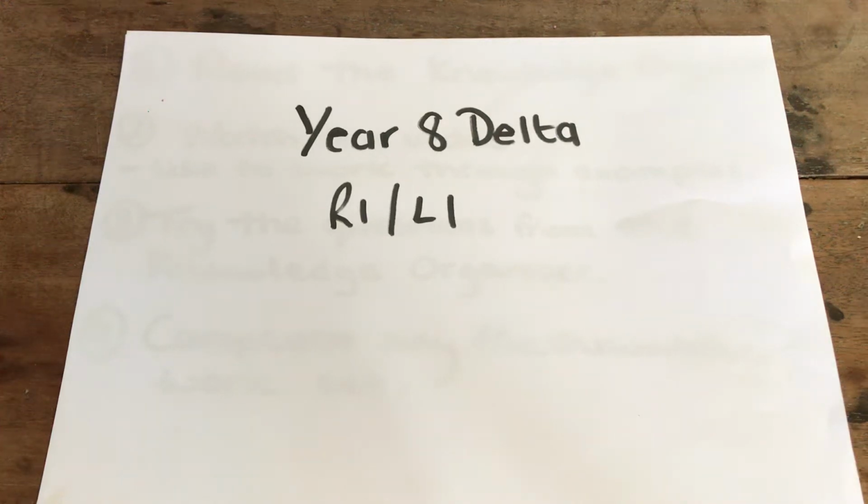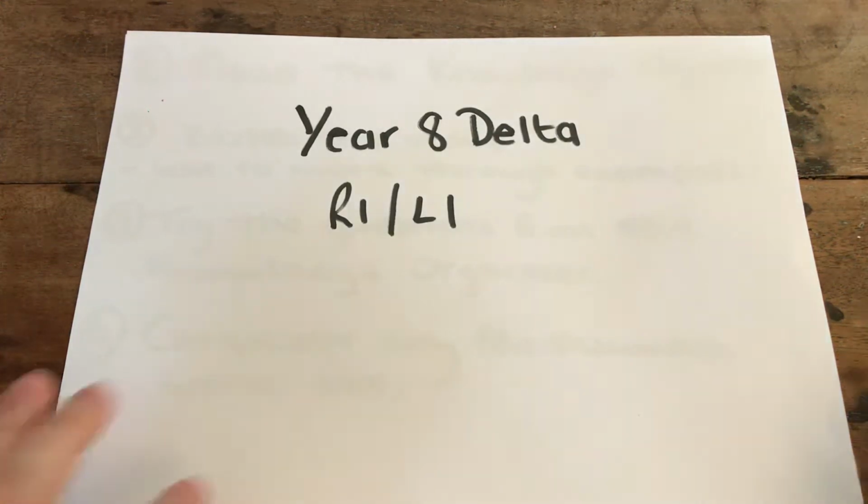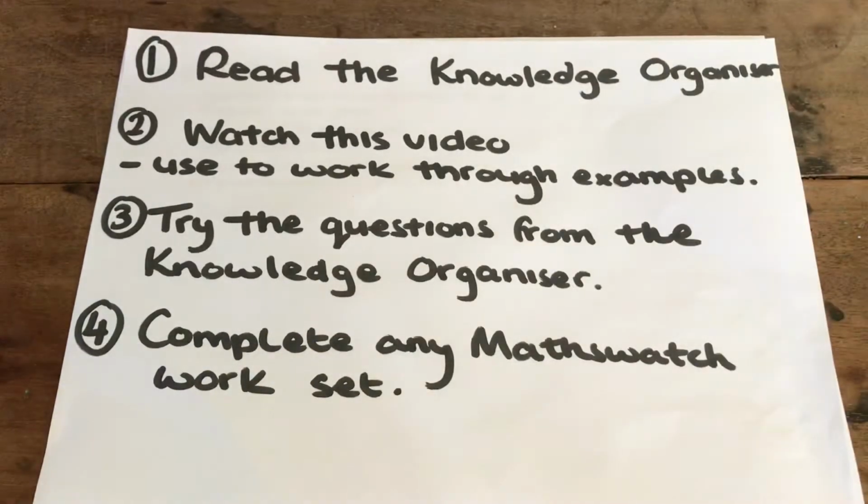This video is for the 5th Knowledge Organiser for Year 8 Delta classes. What I would like you to do is read the Knowledge Organiser, watch this video and work through the examples on page 1, then try the questions from page 2 of the Knowledge Organiser, then complete any maths watchwork set.